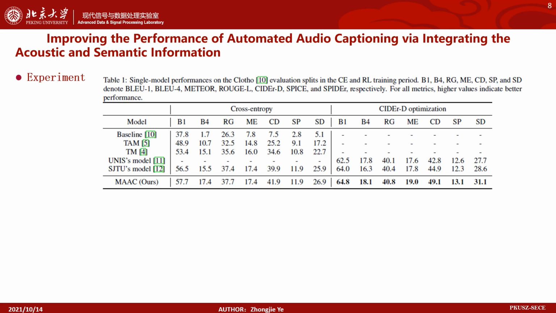Let's see some experiments comparing the proposed model with other models in Table 1. We could observe that our proposed model achieves the highest score on all metrics both in the cross-entropy and the SPIDEr optimization stage. In addition, the SPIDEr score of the proposed model improves from 41.9 to 49.1 after further optimizing SPIDEr.